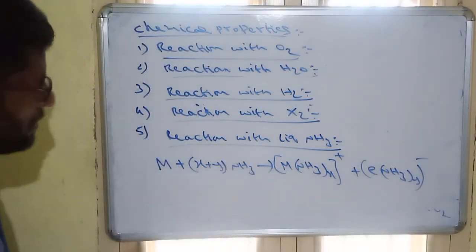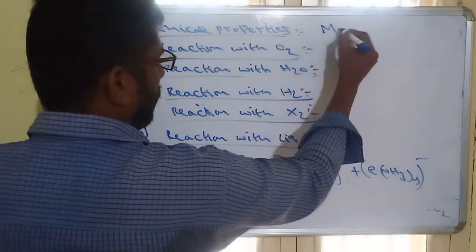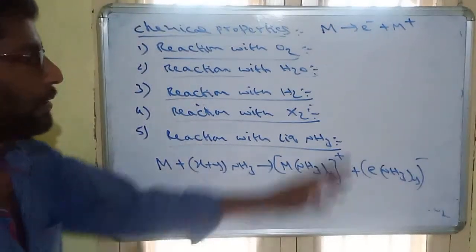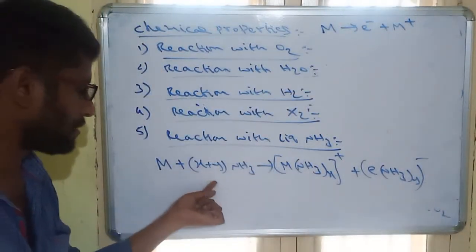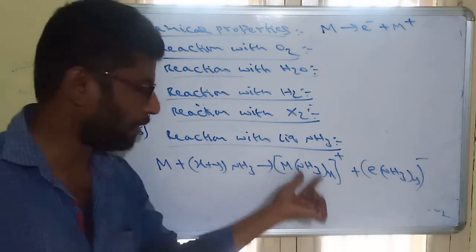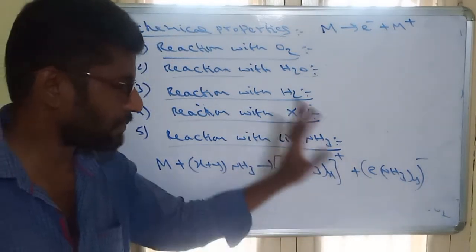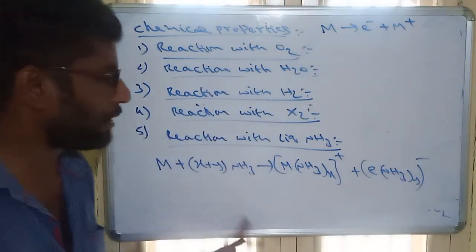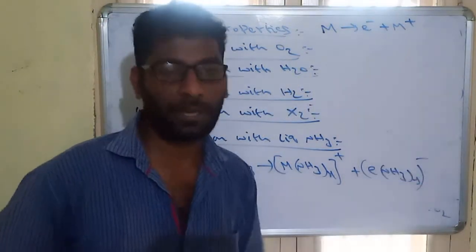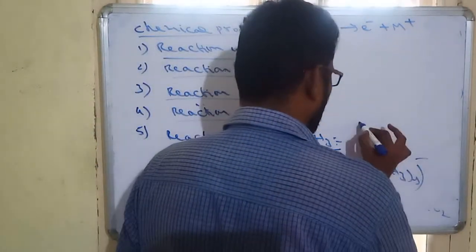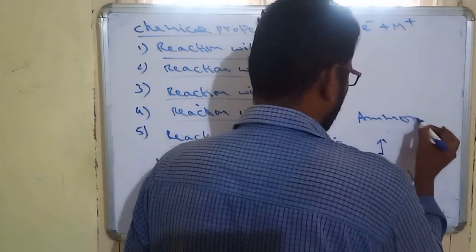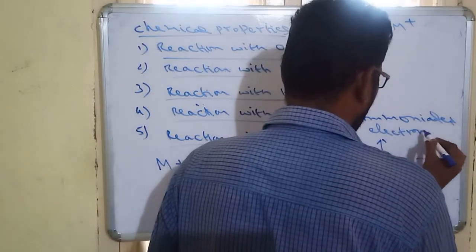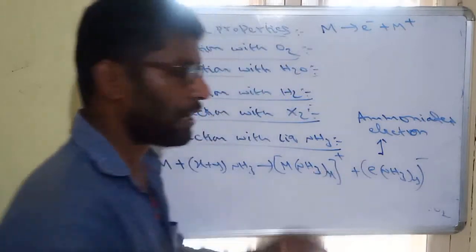What is the explanation for this reaction? See this. The metal always loses an electron and forms M plus. This M plus ion combines with x moles of ammonia, forming a complex M(NH3)x plus. And this electron also combines with y moles of ammonia, forming e(NH3)y minus. The electron is forming a complex with NH3, so this is called the ammoniated electron.